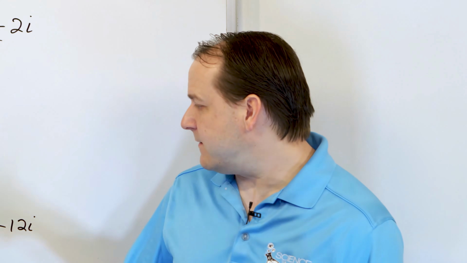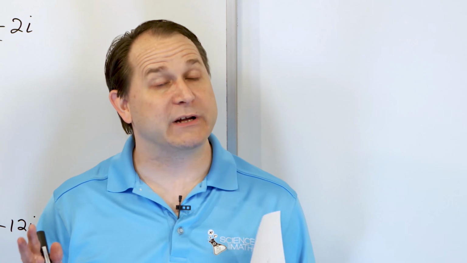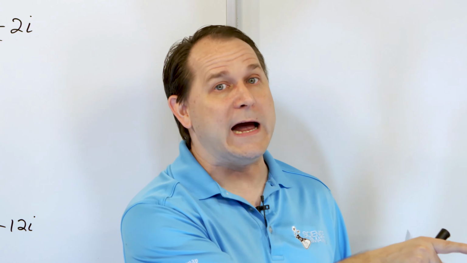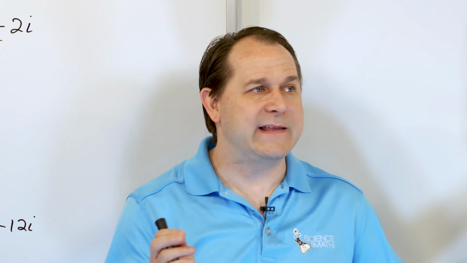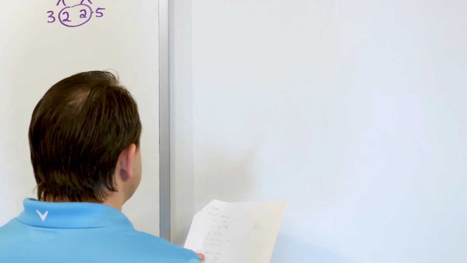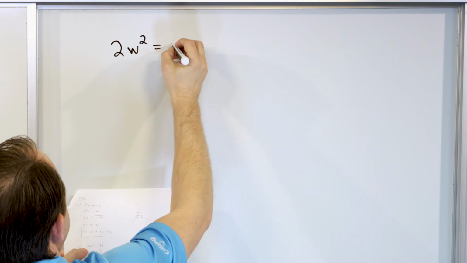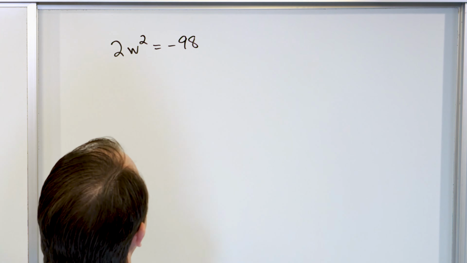It just means that I can't hold 12i apple pies in my hand, but I might be able to combine that 12i with 4i from some other problem I have, and then I get something real, right? So then, another equation, very simple. 2 times w squared is negative 98. How would I solve this?